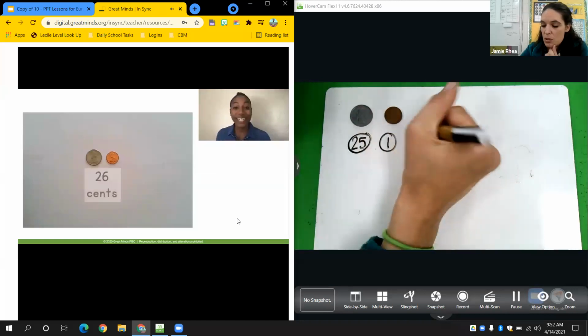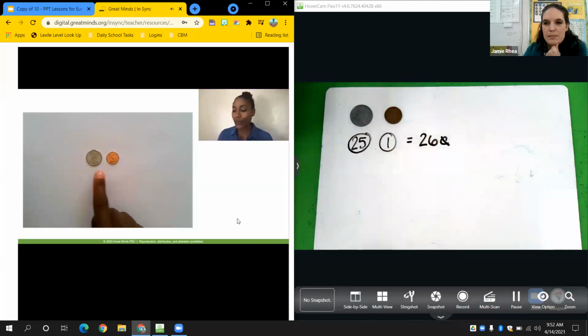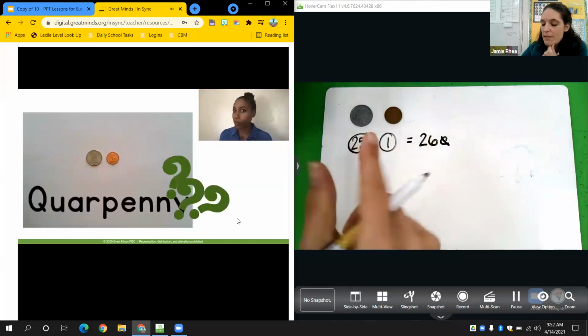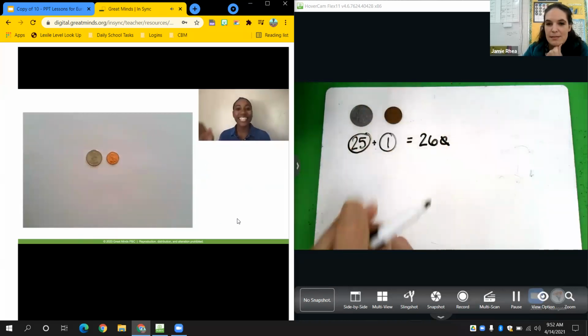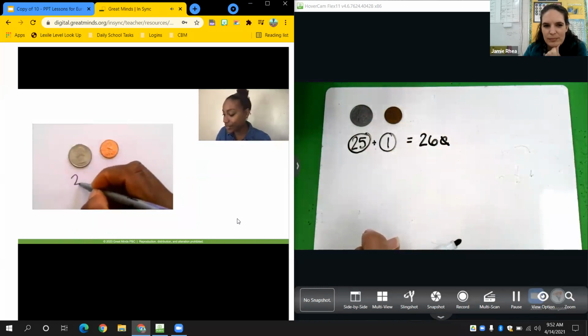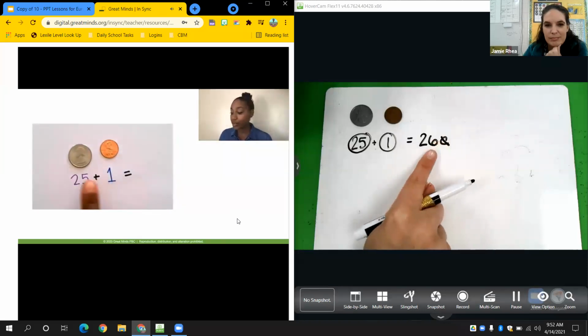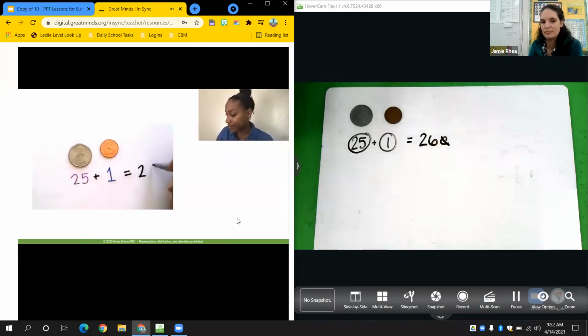25 plus one more equals 26 cents. We know this is 26 cents because we added 1 penny. What is 1 quarter plus 1 penny? Is it a quarter penny? 25 plus 1. Silly Miss Kaylin, there's no such thing as a quarter penny, but we can add their values. Let's try. 25 cents plus 1 cent will equal, I know 25 plus 1 more, that's 26. Or 26 cents.